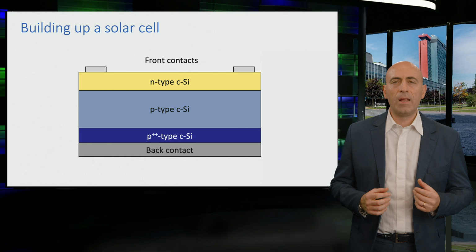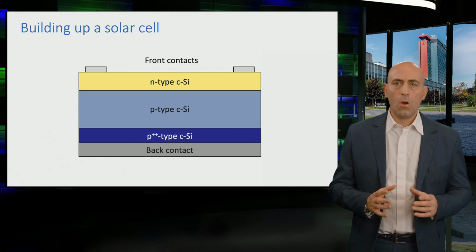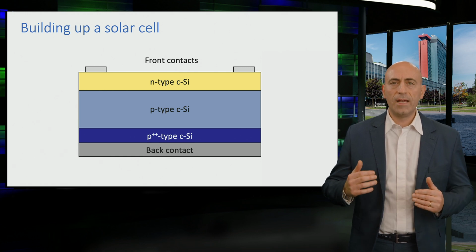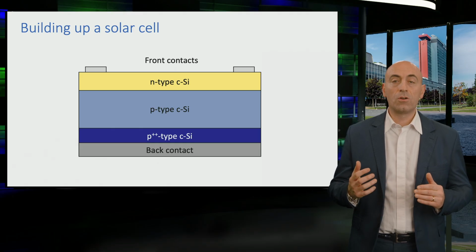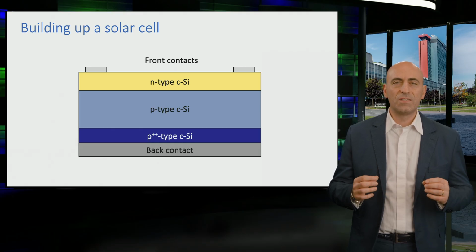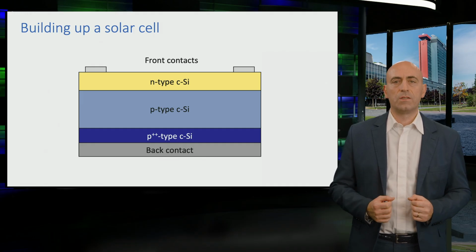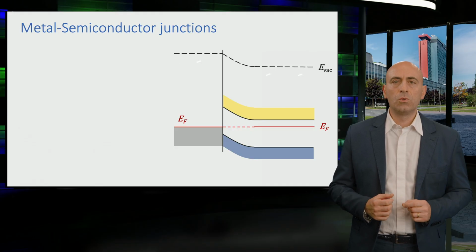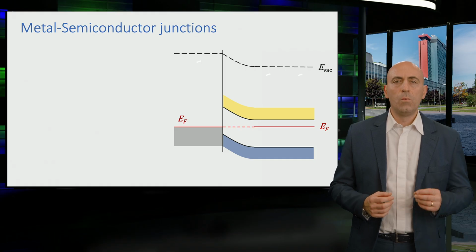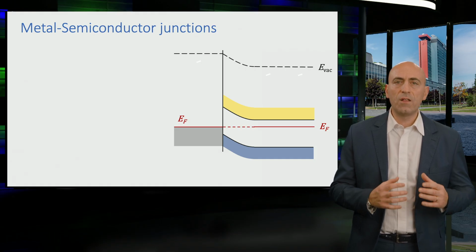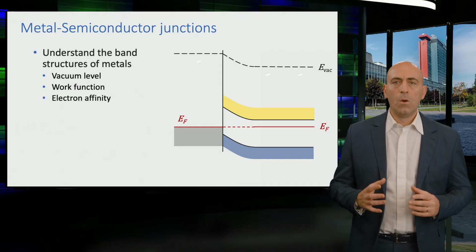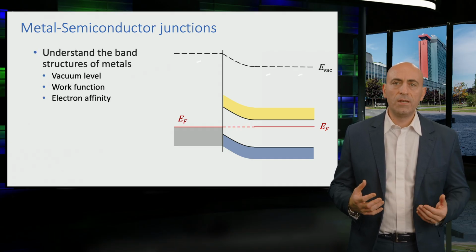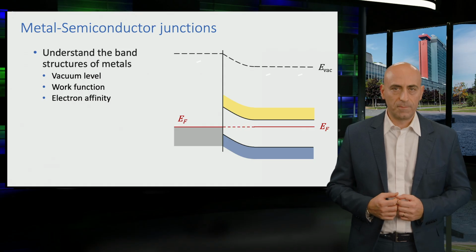This is done by applying two metallic layers, one at the front and one at the back of the device. These are called front and back contacts. Their presence is necessary to extract photo-generated electrons from a solar cell. In the last module on semiconductor physics, we will understand what happens at the interface between a metal and a semiconductor. We will start with an explanation of the energy band structure of metals.